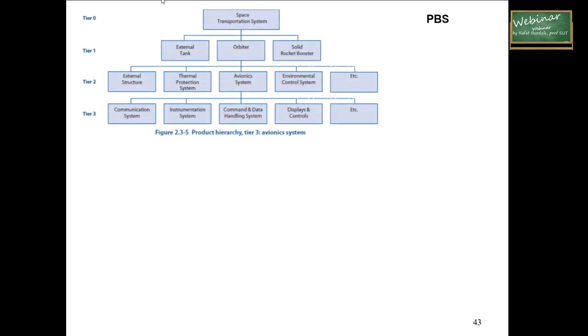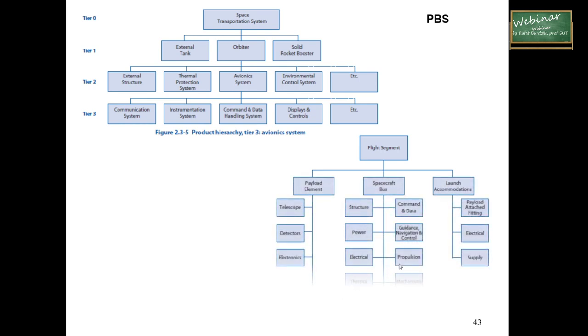Here you can see two examples of the product-based breakdown structure taken from the NASA System Engineering Handbook. First is for the space transportation system, which is level 0, level 1, external tank, and so on, level 2 and level 3. And the other example is for the flight segment, where you've got more detail, the product breakdown structure with the payload, spacecraft bus, and launch vehicle accommodation. So here you can see the complex and more detailed product breakdown structure.